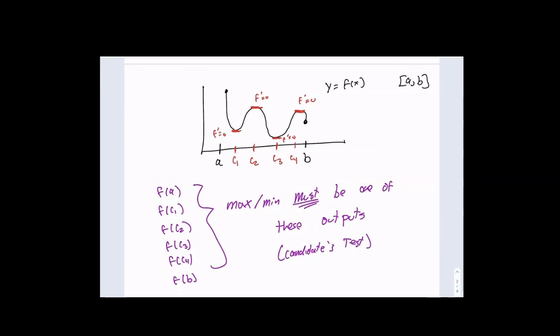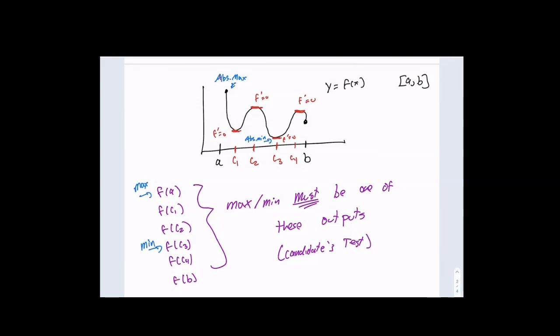A, f of A. So this right here is the absolute maximum. And the absolute minimum would be, it occurs at C3. So this value would become the absolute minimum.